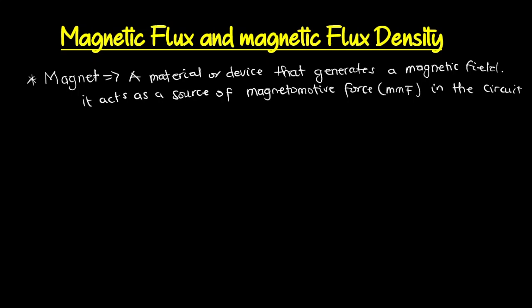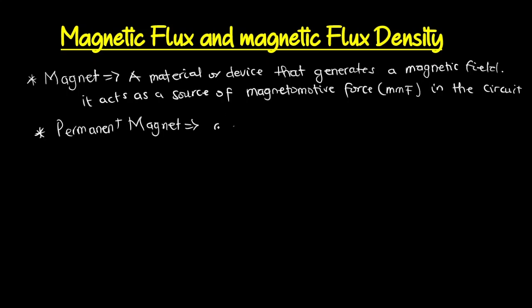Now, another term we want to look at is the permanent magnet. When we talk about a permanent magnet, this refers to a piece of ferromagnetic material, that can be either iron, nickel, or cobalt, which has the property of attracting other pieces of magnetic materials.